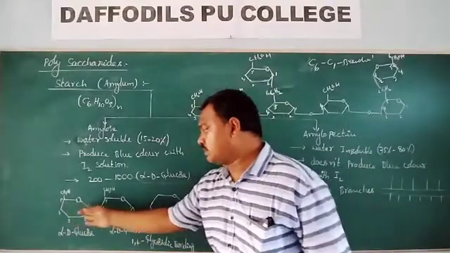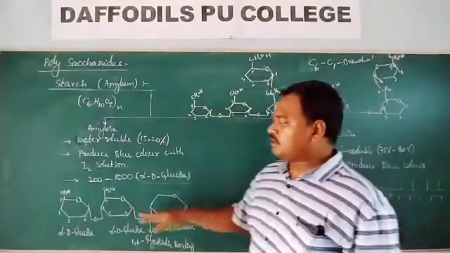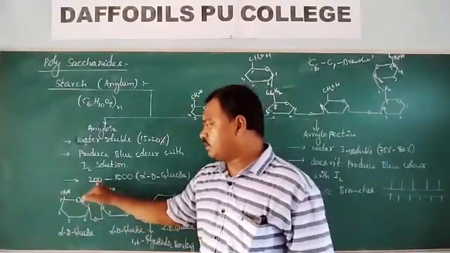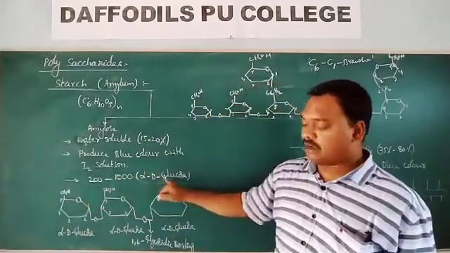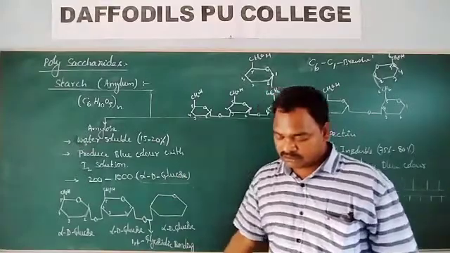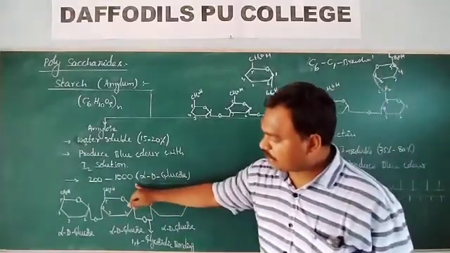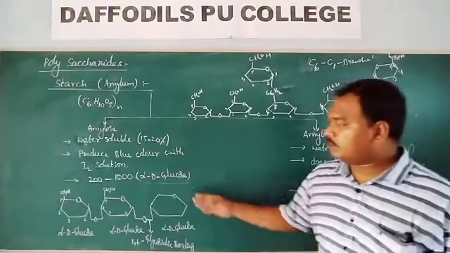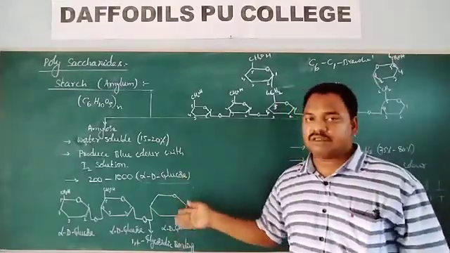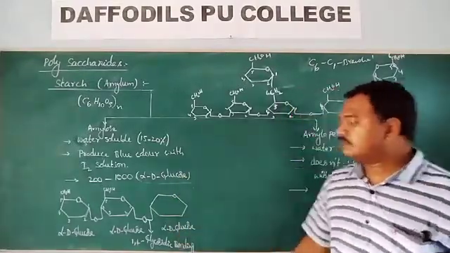This amylose forms a straight chain. This straight chain contains 200 units to 1000 units of alpha D glucose units. The molecular weight is nearly 10,000 to 20,000.